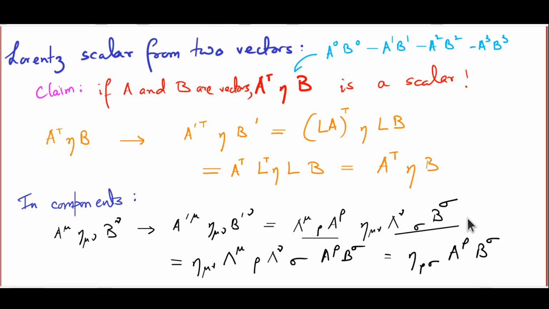Now we can move the eta mu nu and lambda nu sigma to the front to get eta mu nu lambda mu rho lambda nu sigma A rho B sigma. And using the basic property that we had talked about, that eta mu nu lambda mu rho lambda nu sigma, summed up of course over mu and nu as the summation convention demands, gives you eta rho sigma. And so the transformed quantity A prime mu eta mu nu B prime nu turns out to be exactly equal to eta rho sigma A rho B sigma, which is another way of saying that under a Lorentz transformation, the quantity A mu eta mu nu B nu does not change. So we have established once again, this time in the language of components, that this quantity is a scalar.